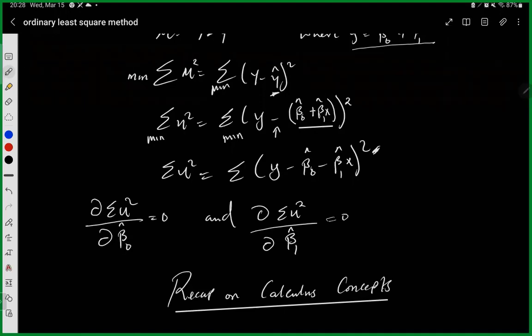Like I was saying, when we say minimize this, minimize that, in calculus it is simply differentiation. So we take the derivative of this sum of error squares with respect to beta naught, and the derivative of this sum of squares with respect to beta 1. Okay, you get the idea. Any other question?